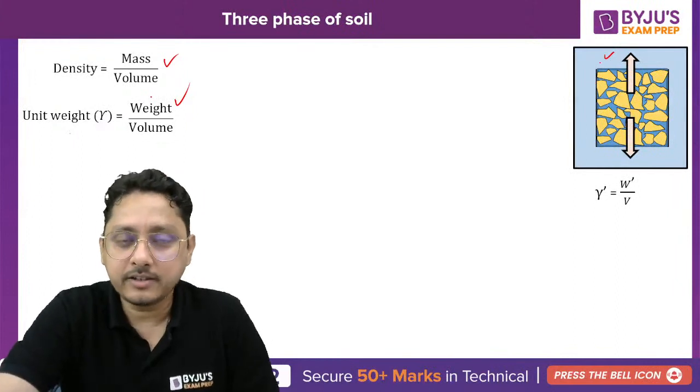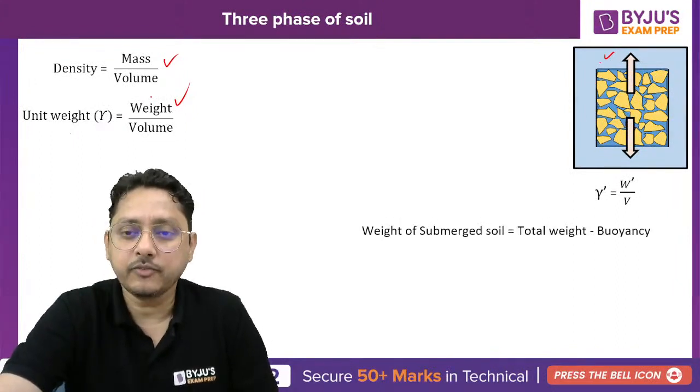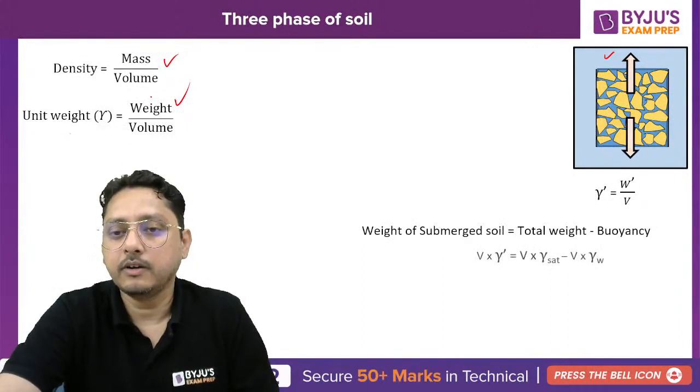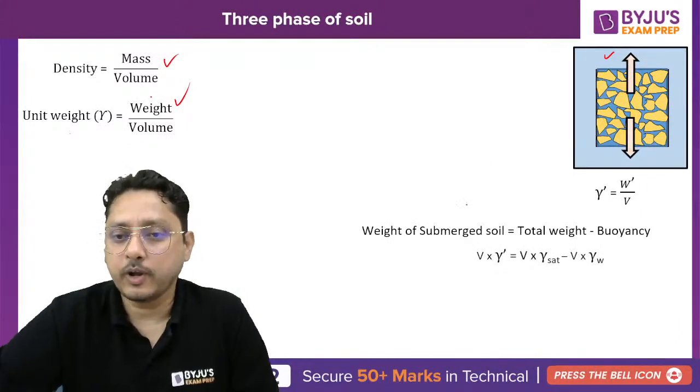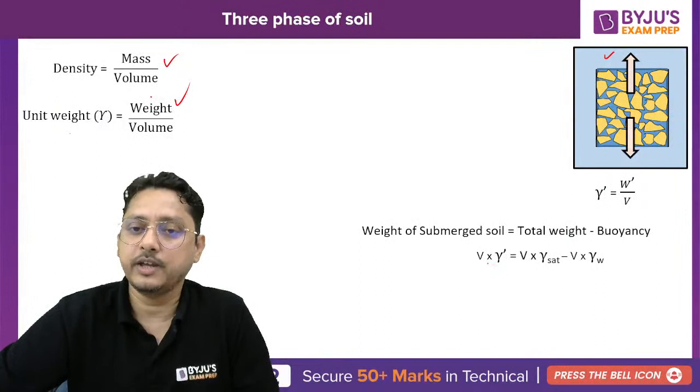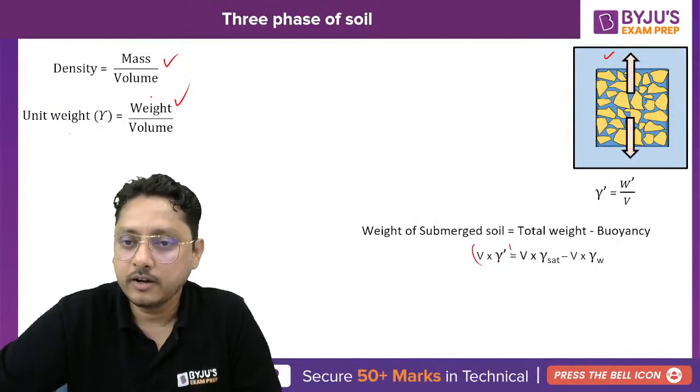And the weight of submerged soil will now become the total weight minus the buoyancy force. Right? The weight of submerged soil, I can write it down. If the total volume is V and the submerged unit weight is gamma dash, then V into gamma dash will give you the total weight of your submerged soil.